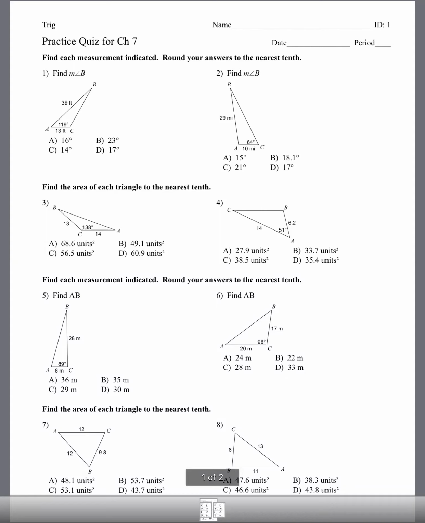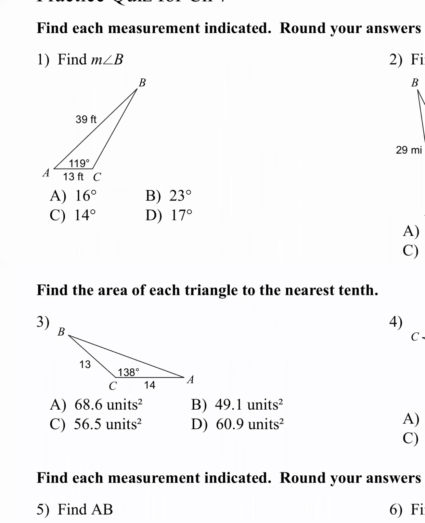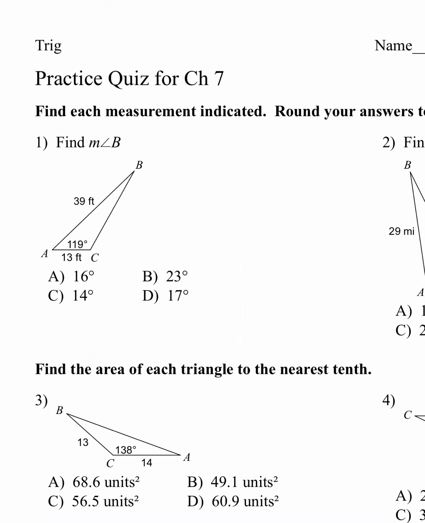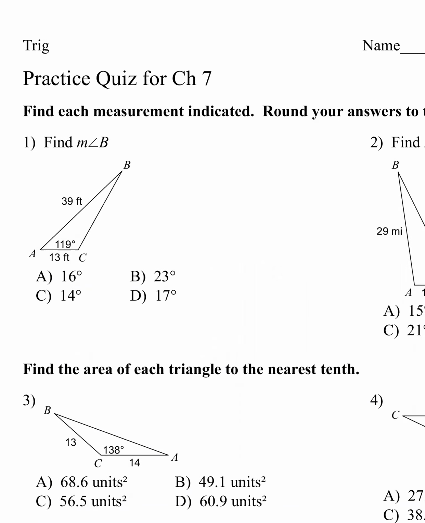Okay, let's zoom in, take a look at number 1. We're supposed to find the measure of angle B. None of the 4 choices I can throw out right away. I do have angle C, and I'm pretty sure that's pointing to angle C. So angle C is 119. If they gave me an obtuse angle in the choices, I would know that's wrong, but they all seem plausible right now. So what am I going to do? I'm going to use law of sines.